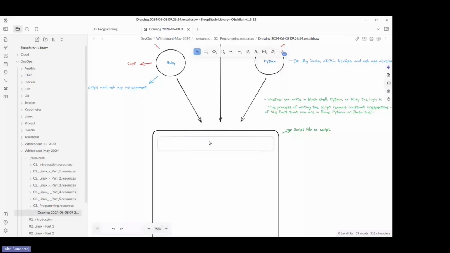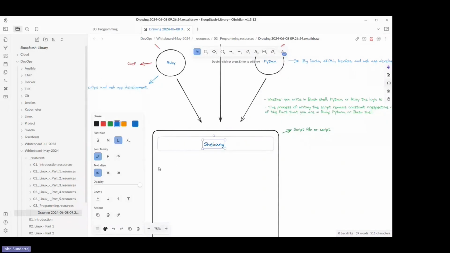So what is the shebang now? Let me write it here. Shebang. The shebang is something which references the interpreter, the binary executable or the shell that is going to execute the script. So what does shebang mean? Very simply, it references an interpreter.